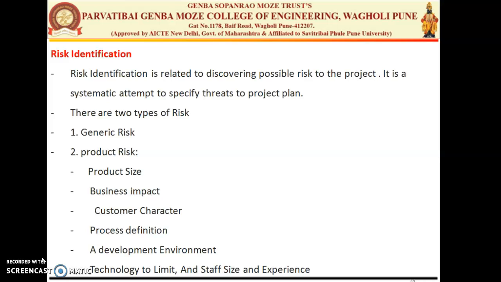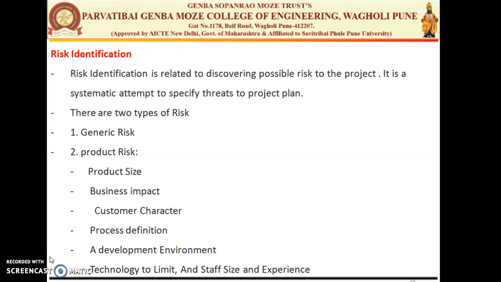So in this last session, we'll see the remaining last topic of your 5th unit of your SCPM subject. So the last topic is your risk identification. Risk identification is totally related to discovering the possible risks to a project or to a software. It is a systematic attempt to specify what threats can come to your projects.